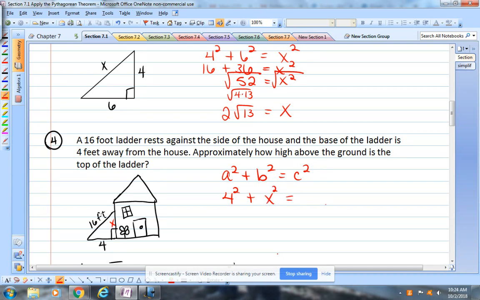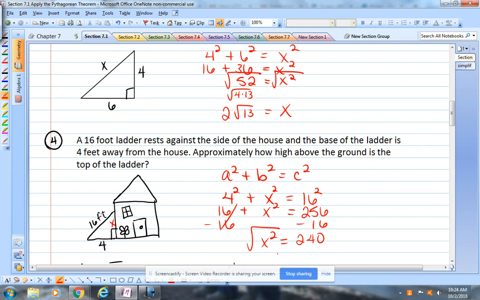Do we know the hypotenuse? The hypotenuse is the ladder, isn't it? So is everybody okay with that? So then I fill it all in. What's 4 squared? Plus X squared equals what? 16 squared. It's on the board. And then I subtract 16 on both sides. So X squared equals 240. Take the square root.